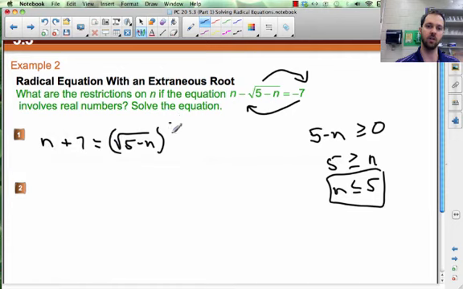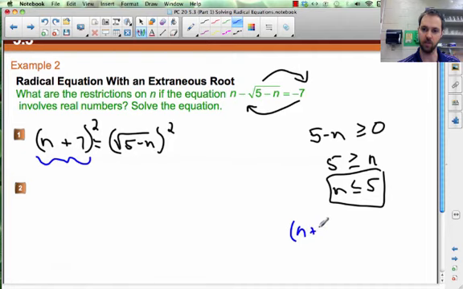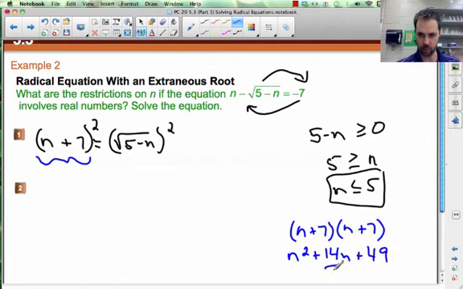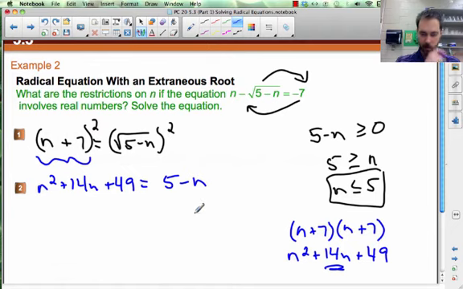Now again, to get rid of this, you square both sides. Be careful, and I want you to pay attention here because I know I'm going to see it when you start working on these alone. This is not n squared plus 49. You have to FOIL. N plus 7 squared is n plus 7 times n plus 7, and that will leave you with n squared plus 14n plus 49. If you just square each term individually, you will be missing this very important linear term. So we get n squared plus 14n plus 49 equals 5 minus n.